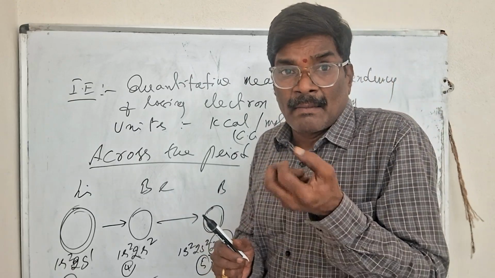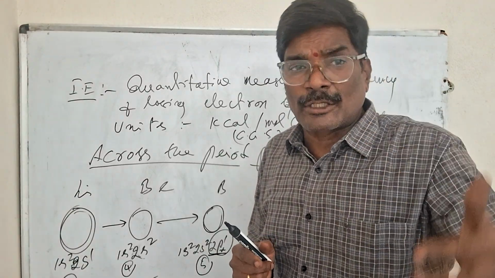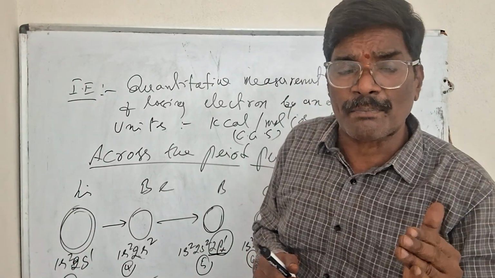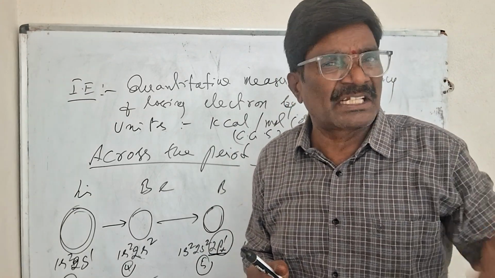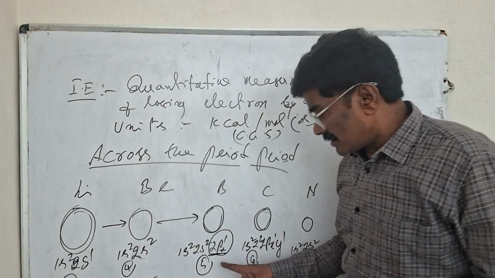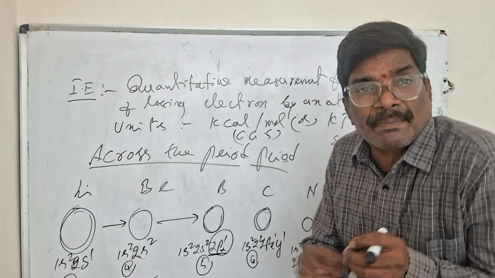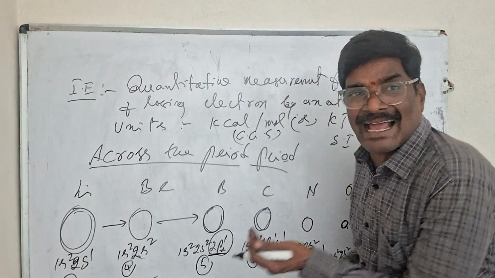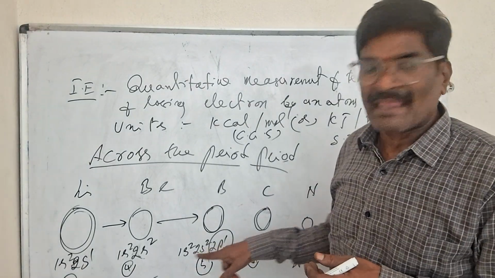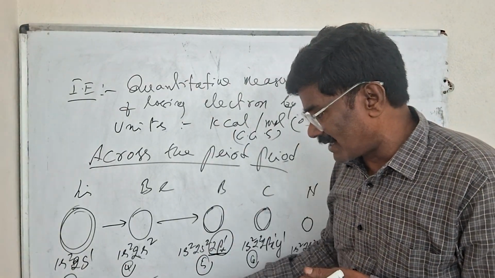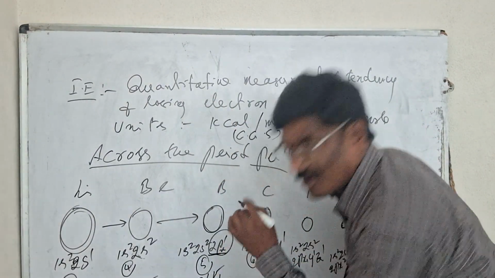Penetration means the tendency of getting attracted towards the nucleus. S electrons are attracted towards the nucleus to a high level. Next comes p, next comes d, and f electrons have the least penetration. So when compared with s electrons, p electrons have less penetration power, which means less attraction towards the nucleus. It can be easily taken out. So the IE value from here to here, instead of increasing, decreases, to 801 kilojoules.